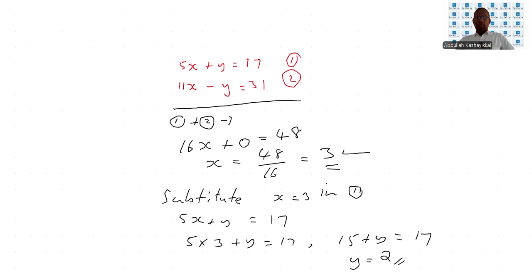Now here, x is equal to 3 and y is equal to 2, both are correct. That is the solution of a pair of linear equations in two variables. This is a pair of linear equations. Can you see two lines? This is an intersecting line. Here is one solution. So, what is the solution here? x is equal to 3 and y is equal to 2. That means a unique solution.